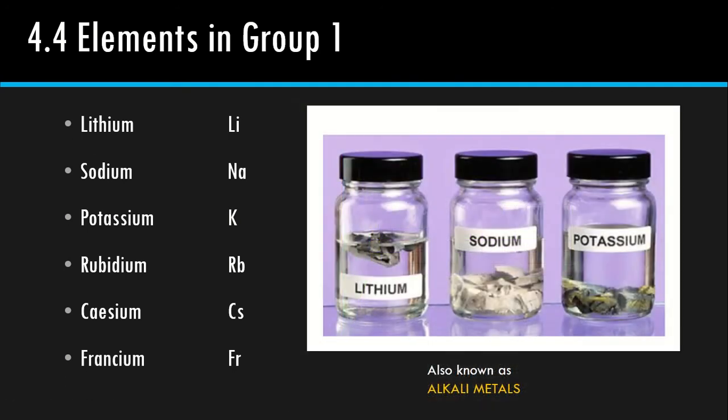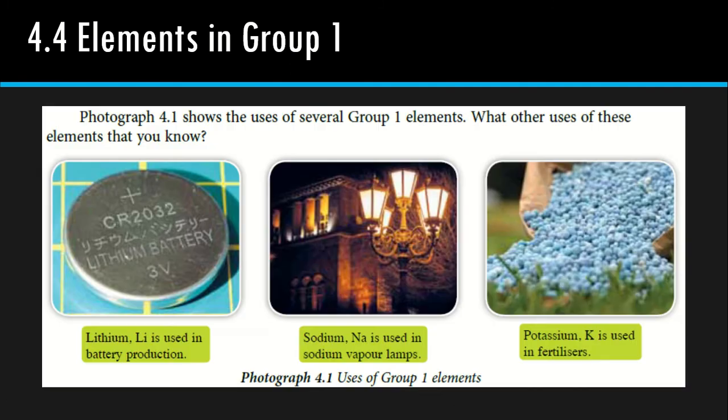Okay, this is the example of group 1: lithium, sodium and potassium. Okay, the top three are the most popular ones, which we will use for many experiments. So you can see what they look like, and we will explain further in the next slide. Okay, so the some uses of the group 1 elements.